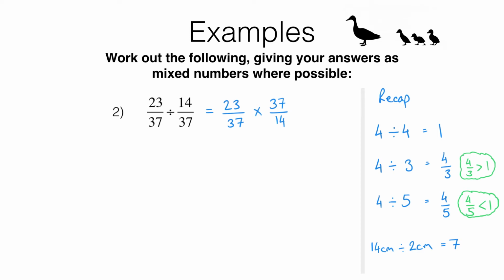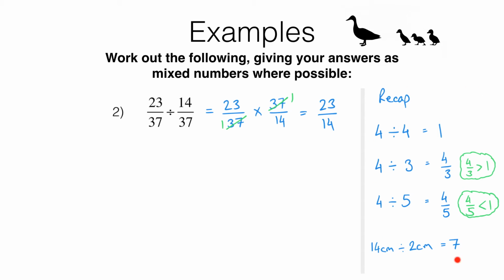If we did work out 23 times 37 and 37 times 14 to get the numerator and denominator of our answer, we would have both the numerator and denominator being divisible by 37. So I'm actually going to do that beforehand to save myself the trouble. 37 divided by 37 is 1. 37 divided by 37 is 1. So all I'm really doing is 23 over 1 multiplied by 1 over 14. And that gives me an answer of 23 over 14.